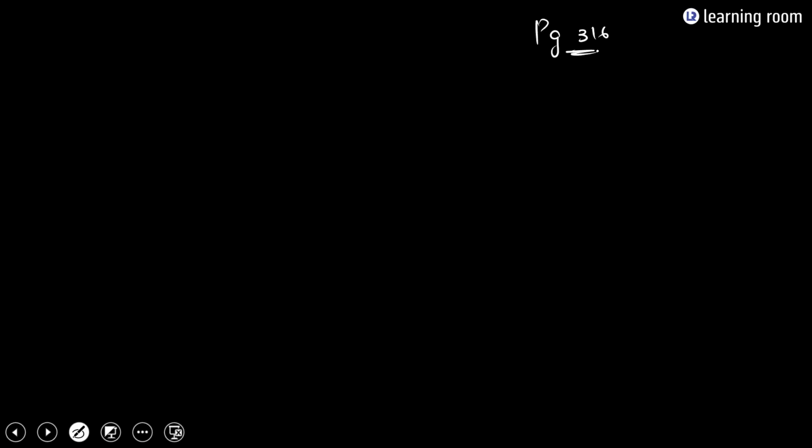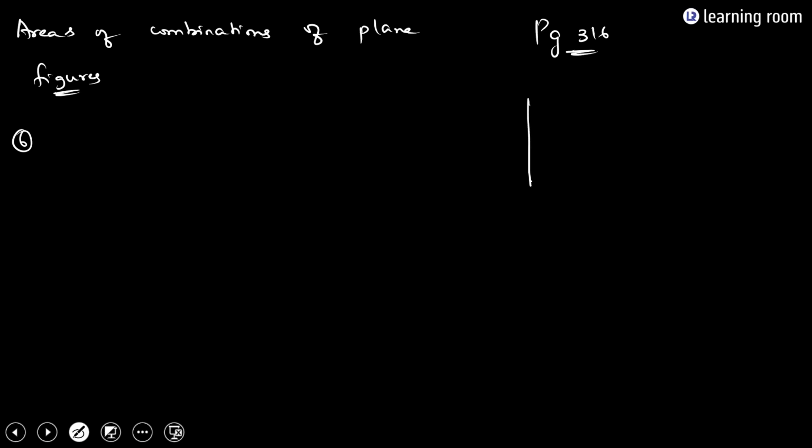So go to page 316. In page 316, if you see, you have areas of combinations of plane figures. Based on that, we are given a problem like this. In the given figure, A, B, D, C, A. Okay. So you have something like this.